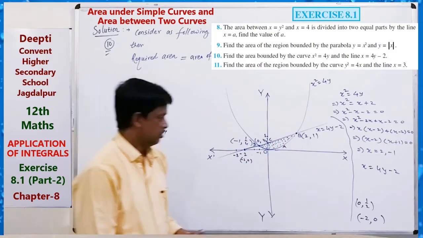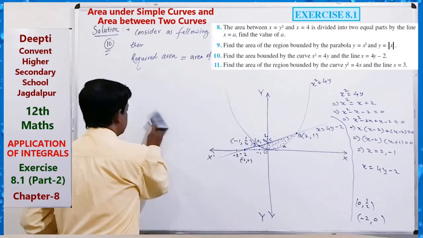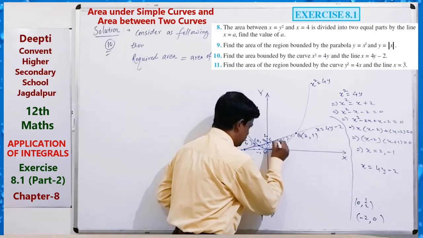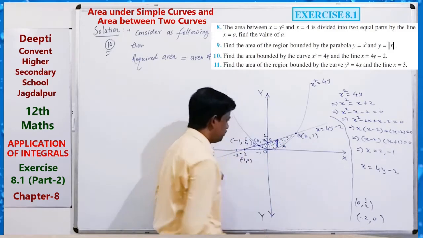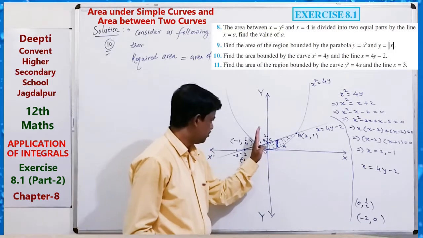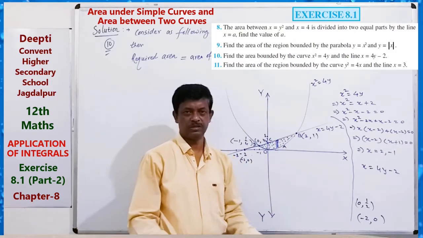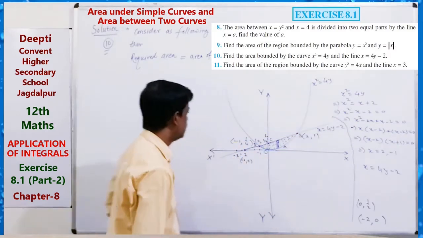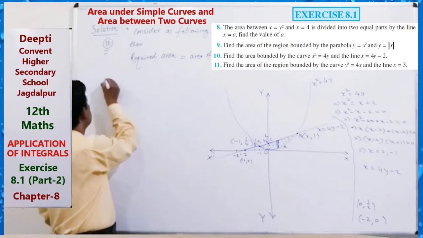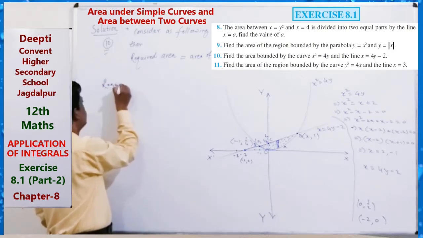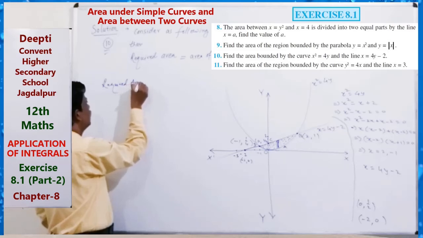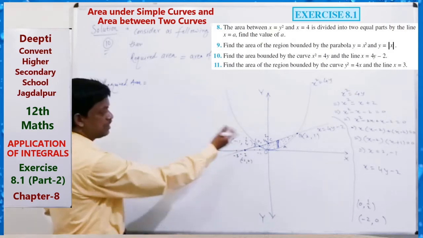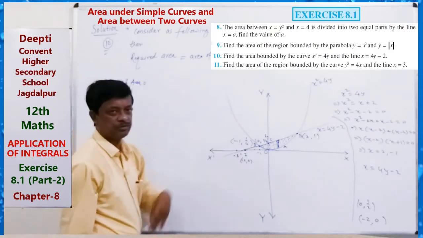Okay. Now, for finding the area of this part, we can directly do it by taking a vertical strip. The strip slides from point D to B, we can suppose. So the upper curve is the line, the lower curve is the parabola. So this is the required area.